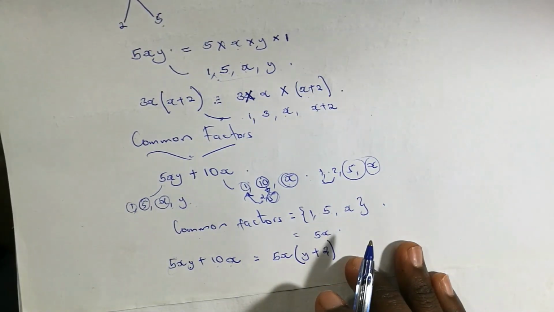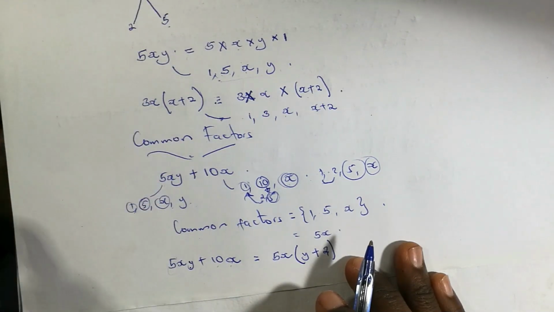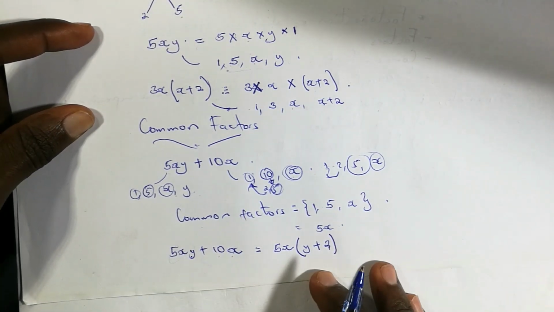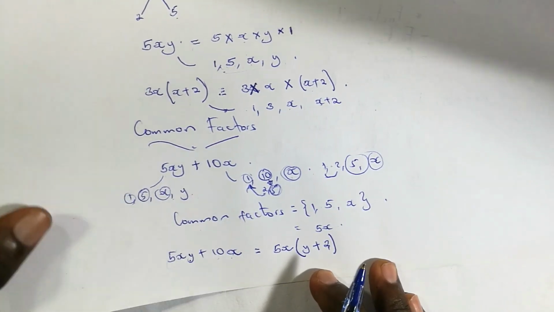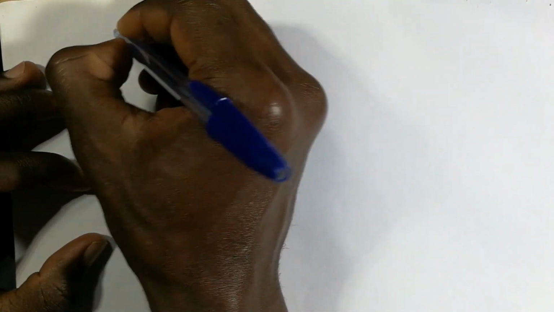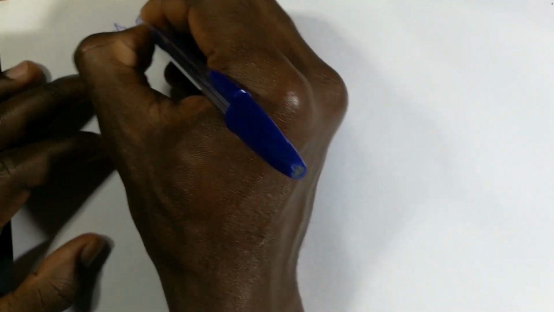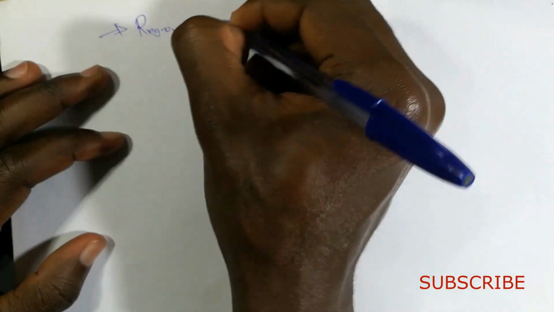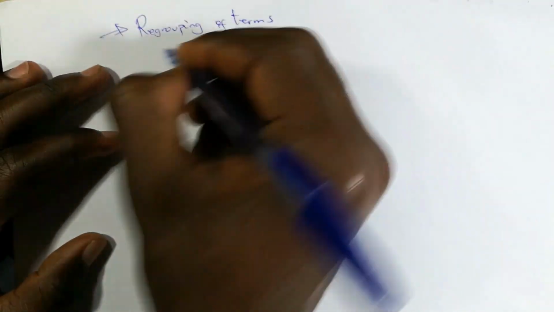Now since we have understood how to find a factor and also seen what a common factor is, that means we can now start factorizing some expressions. And the first method we are going to see of factorizing is factorization by grouping. That is regrouping of terms.